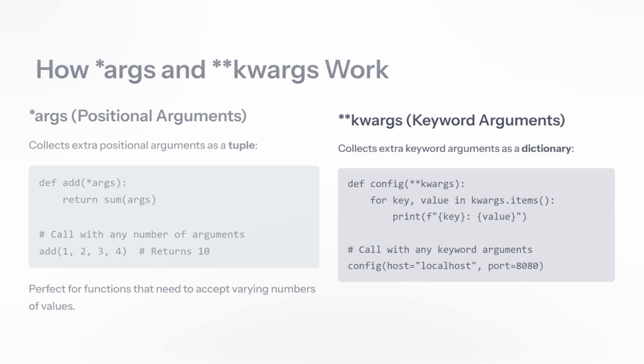We also have kwargs, which are keyword arguments. They collect extra keyword arguments as a dictionary, and then you call it with any keyword arguments. Okay, so that's it for this video. Both of them are perfect for functions that need to accept varying numbers of values and things like that.